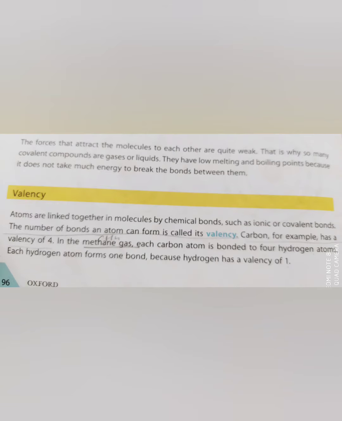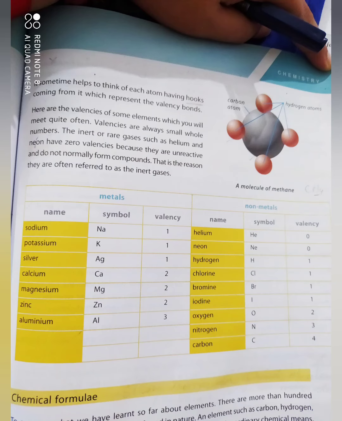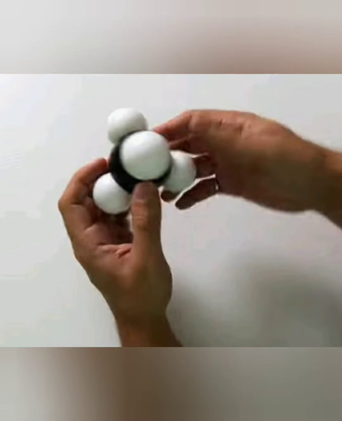Valency is the ability of any atom to make chemical bonds. It is directly related to outermost electrons. This is page number 97. Here the formation of methane is shown, and here some symbols and valencies are also shown. Sodium has +1 valency, whereas iodine has -1 valency. +1 can give electron, -1 can gain electron.